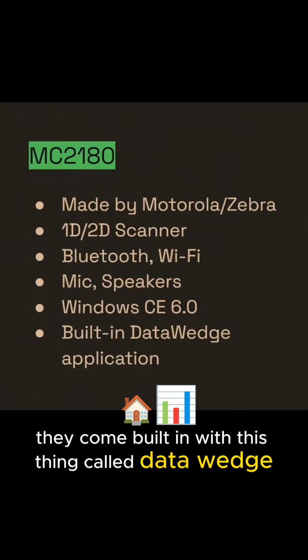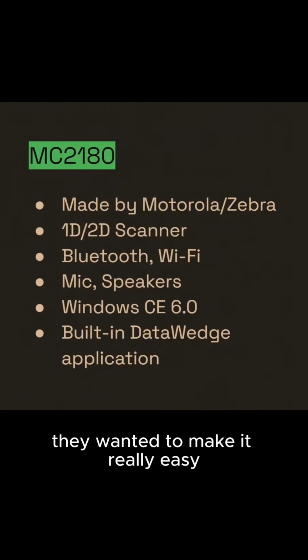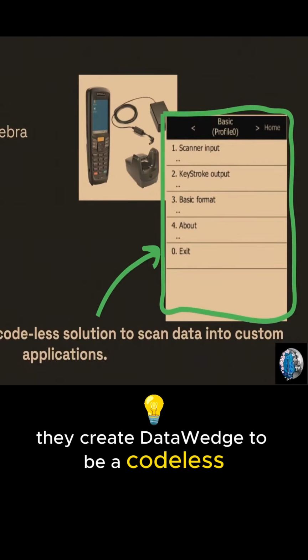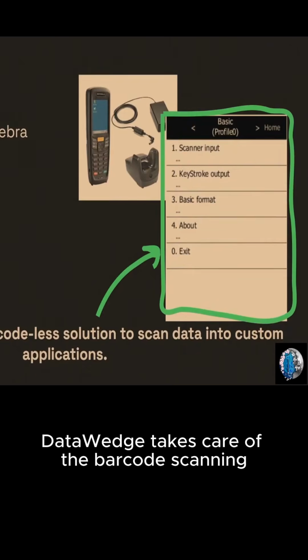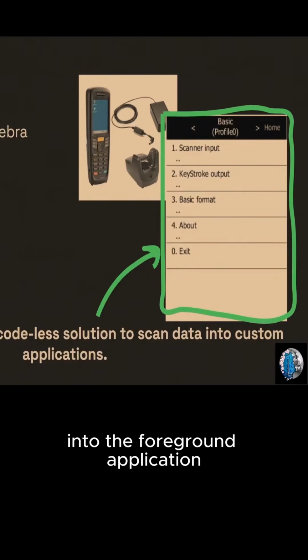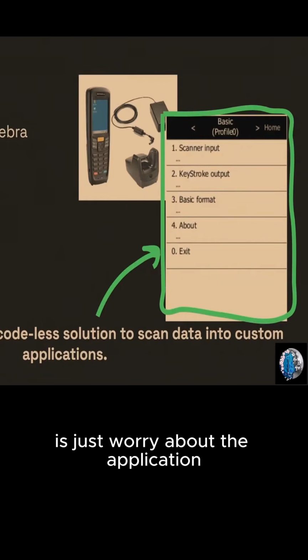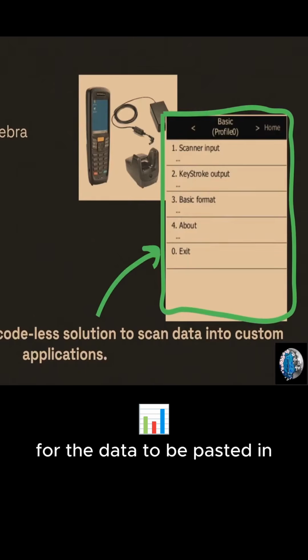Notably, they come built in with this thing called DataWedge. When Zebra created these barcode scanners, they wanted to make it really easy to do custom development on these devices. They created DataWedge to be a codeless solution to scanning data. DataWedge takes care of the barcode scanning and pasting the barcode data into the foreground application. And so all the developer has to worry about is the application and having a text box field for the data to be pasted in.